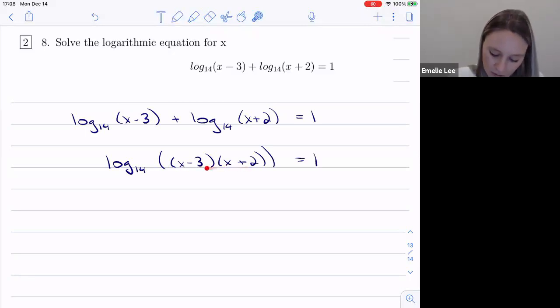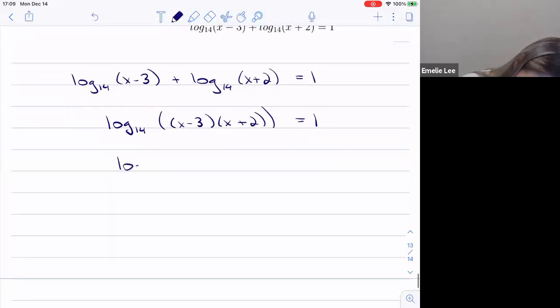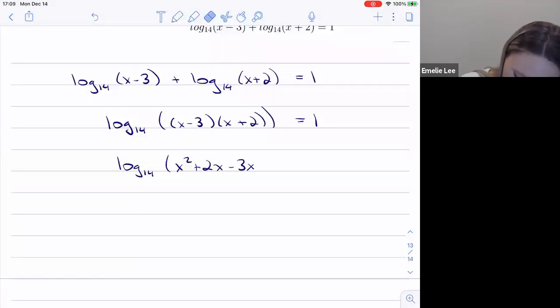What I'm going to do is expand this out to get a quadratic. And then, because I'm working in log base 14, I'm going to take 14 to the power of this whole thing, which also means I have to take 14 to the power of 1. And that's going to get rid of this log, and that's how I'm going to shake out the x. So I'll keep it outside for now while I expand. So times x squared plus 2x minus 3x minus 6 is 1.